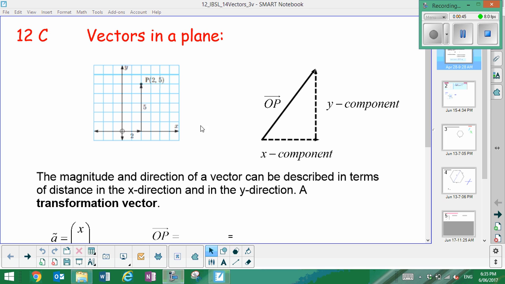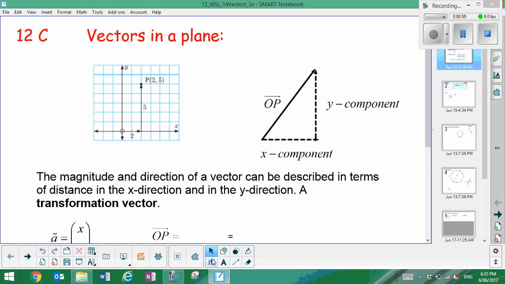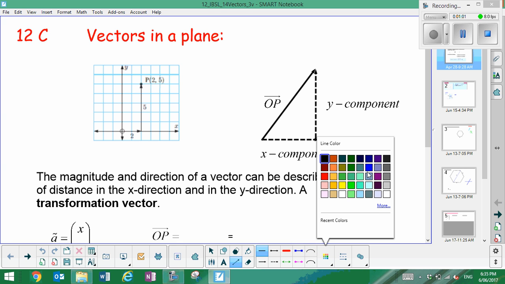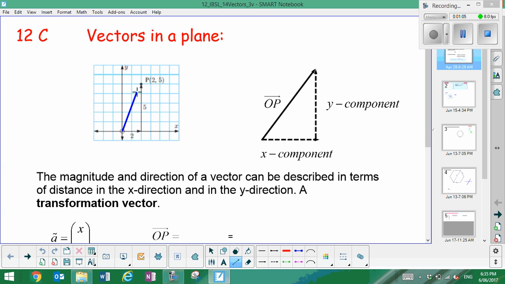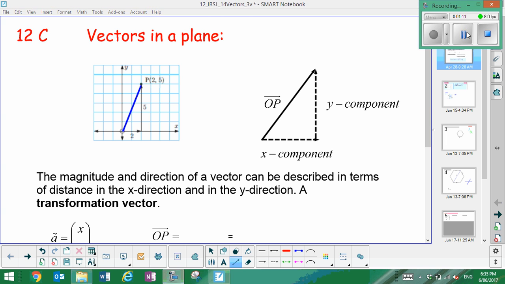And we want to talk about the vector OP, which means a vector that takes us from O, in this case the origin, on our coordinate plane, up to point P, which we can see where that is. So here's our vector that goes from O up to P. And it needs an arrow. So let's put an arrow. Okay, we've got an arrow now.